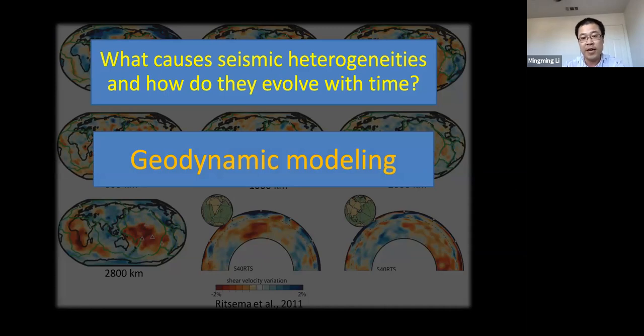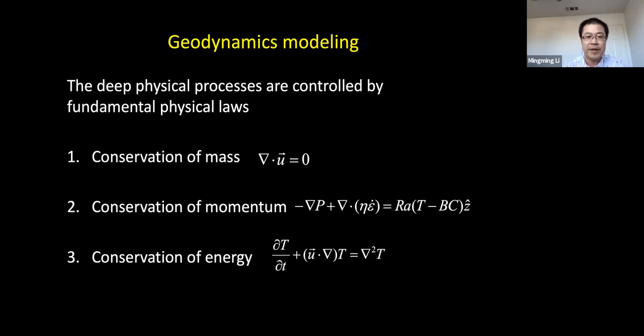I use the technique of geodynamic modeling. The idea of geodynamic modeling is pretty simple. We think that the physical processes in the deep mantle are controlled by fundamental physical laws. There are not many equations we are dealing with. Actually, there are only 3 most basic equations. The first is conservation of mass, which means mass is conserved. It doesn't get created or disappear by itself. Mass can only advect from one location to another. The second is conservation of momentum, which is basically force balance, like F equals ma. The other is conservation of energy, particularly heat energy, right?